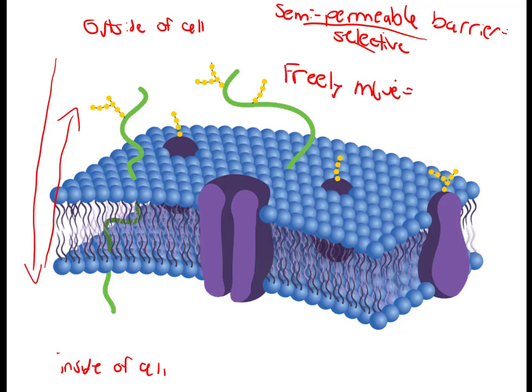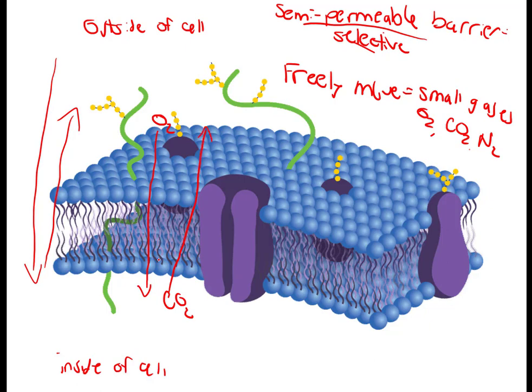So there are some things that can freely move across the membrane. These include small gases, such as oxygen, carbon dioxide, and nitrogen. You know, like when you breathe, oxygen needs to be able to get across the cell membrane, and when you exhale, carbon dioxide needs to be able to get out. So those small gases need to be able to get in and out. Some very small molecules, like small hydrophobic molecules, may be able to freely pass.